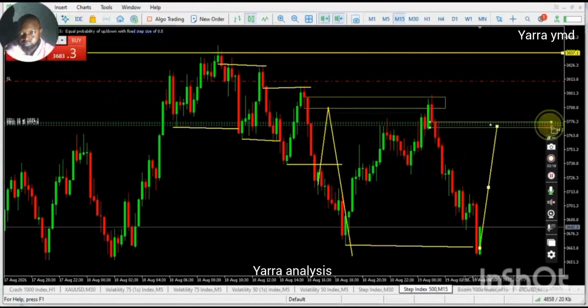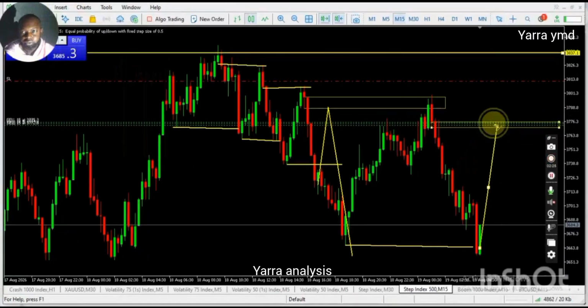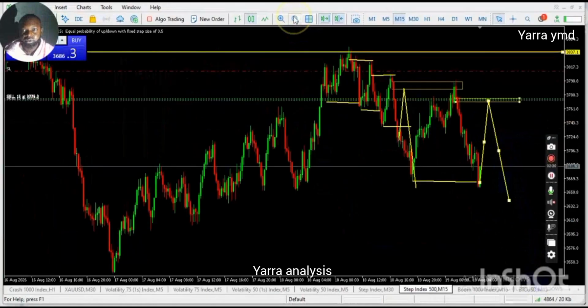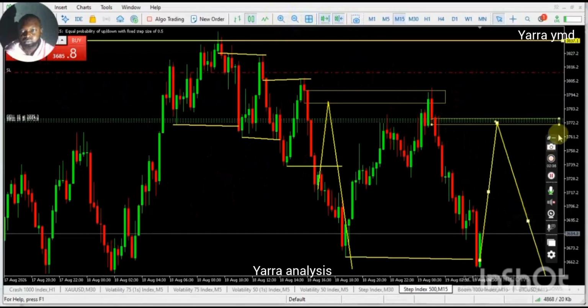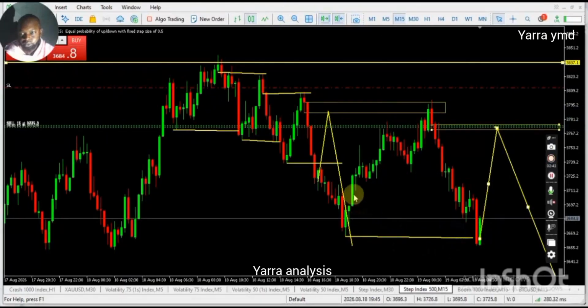Just be patient. Just keep following the market. As you can see, since we have closed below this low, I'm expecting a retracement back to that magnet zone, then for us to go down lower. You understand? So you can see we keep breaking the lows. We are going down, the market will go down.